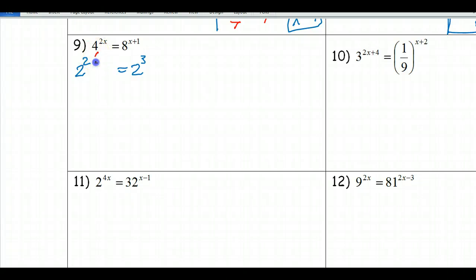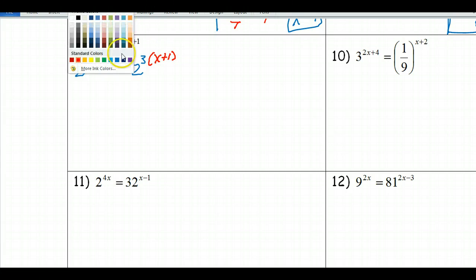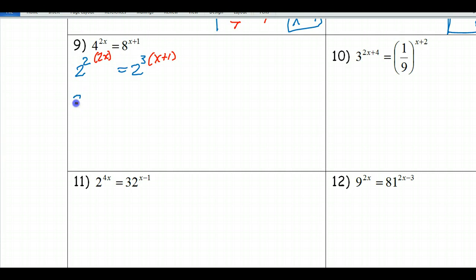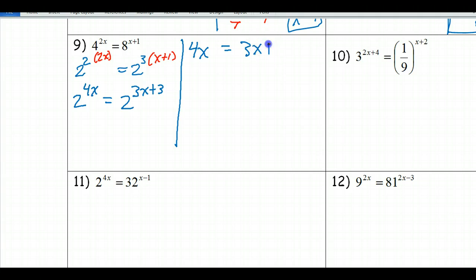So over here I still have that 2x, and over here I still have that x plus 1. So this is going to become 2 to the 4x power is equal to 2 to the 3x plus 3 power. Now that the bases are the same, I can just set the exponents equal to each other. So 4x should equal 3x plus 3. Subtract that 3x from both sides, and I get x equals 3.